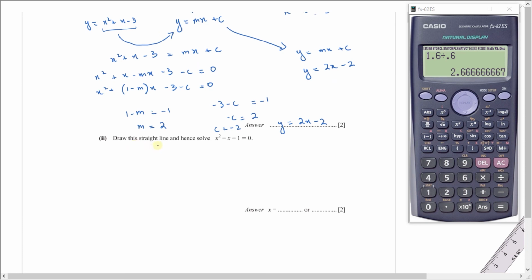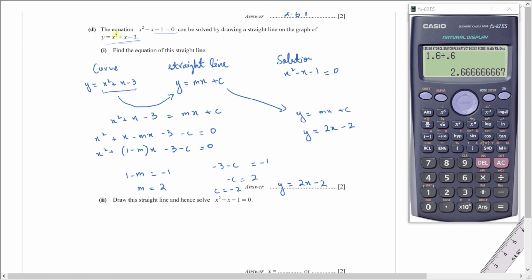So the next part is draw the straight line and solve x square minus x minus 1 equals to 0. So that means you have to draw the straight line, and wherever the straight line intersects the curve of this equation, which we have already drawn, that will be the solution of this equation. So let's take a couple of points. When x equals to 0, your y value will be -2. You substitute 0 here, you'll get -2. And then let's take x equals to 3. So 3 2s are 6, 6 minus 2 is 4. So you have 2 points, 0 and -2, 3 and 4.